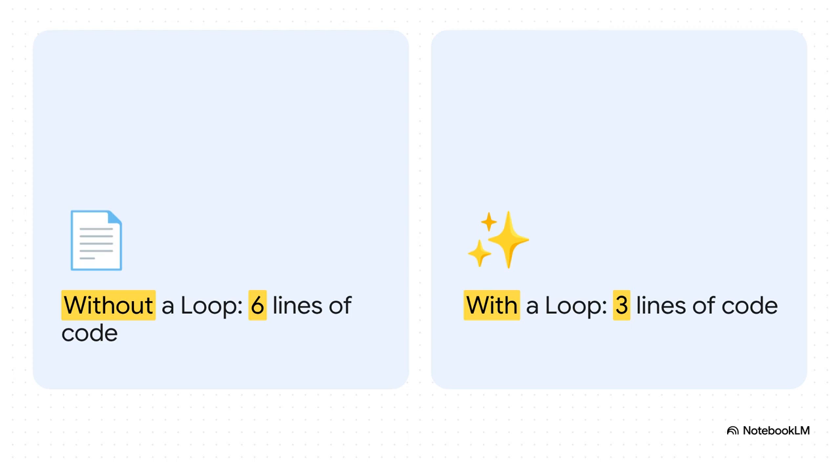And here's the proof right here. Without a loop, it took 6 lines of code. With a loop, just 3. We literally cut the amount of code we had to write in half. Now imagine you had to do something 1,000 times. See why loops are a game changer?